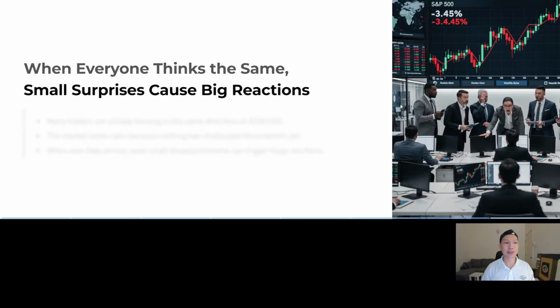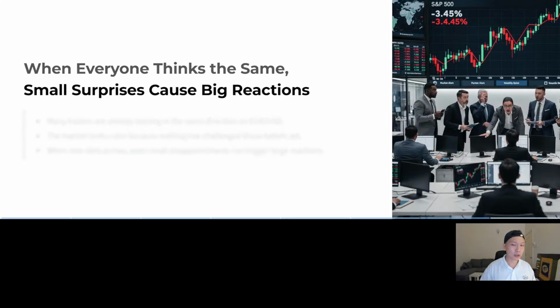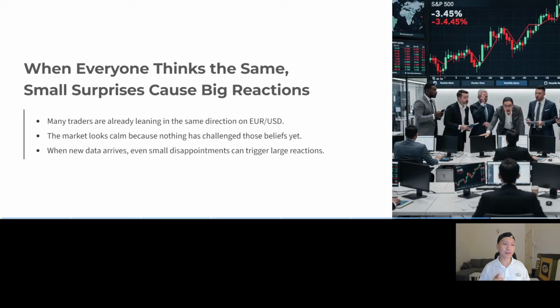When everybody thinks the same, small surprises cause big reactions, right? When everybody on the boat is thinking the same thing, even tiny little surprises will cause a lot of big reactions. So based on our statistics, a lot of traders are already leaning in the same direction on euro and US dollar. So everybody is leaning in the same place. We'll have a closer look in the chart later.